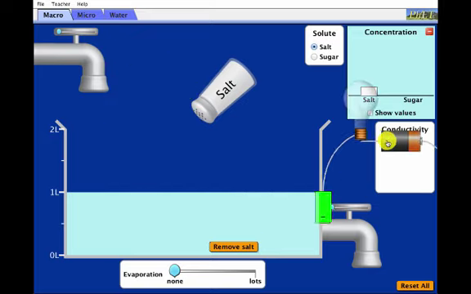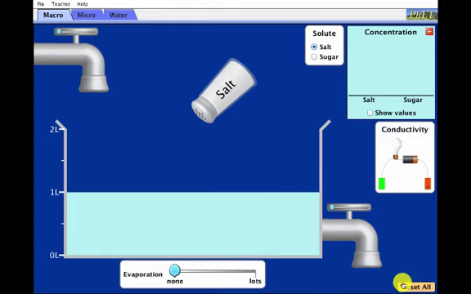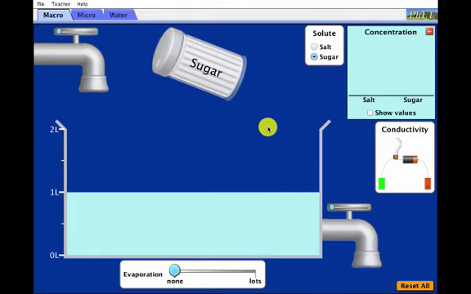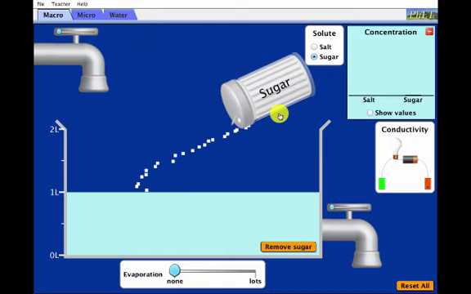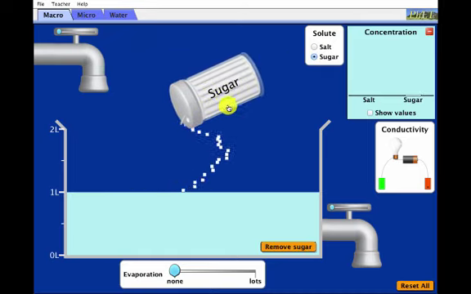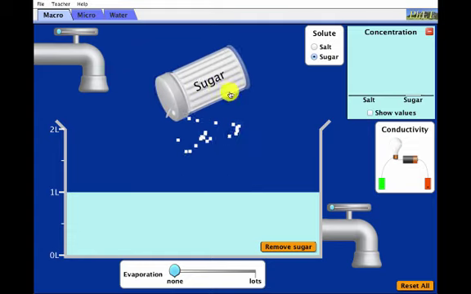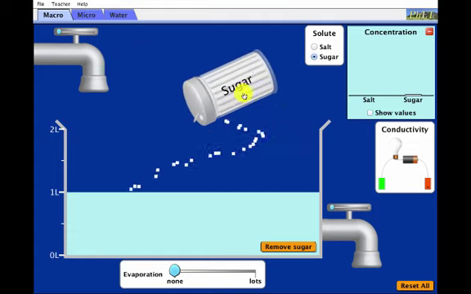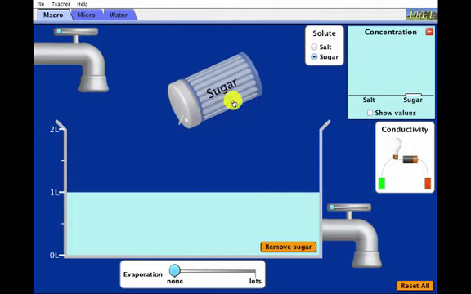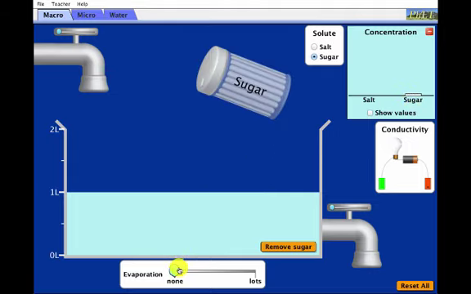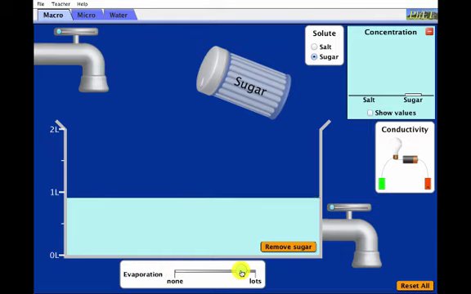Now let's see what happens if I reset everything and change this to sugar. You should know that sugar dissolves in water, so we'll go ahead and add some sugar to this. But something different happens when we put sugar in here. Let's put a lot of sugar in here, let the concentration of sugar get really high. There's one way we can make it go higher: I can take out some of the water. So let's evaporate some of the water.